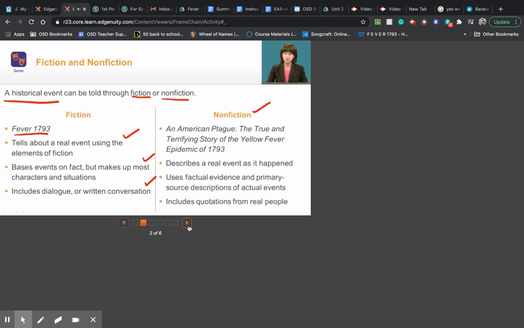Now, in nonfiction, we use the example from An American Plague, the true and terrifying story of the yellow fever epidemic of 1793. In this text, it describes a real event as it happened. It uses factual evidence and primary source descriptions of actual events, and it includes quotations from real people. Now then, you compare fiction and nonfiction in the next task.